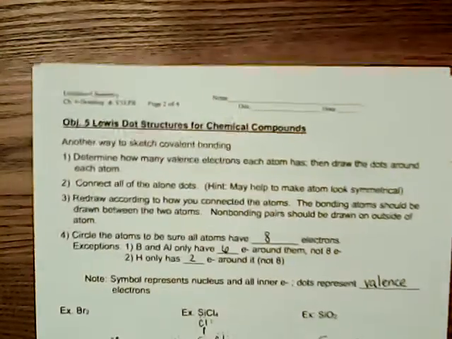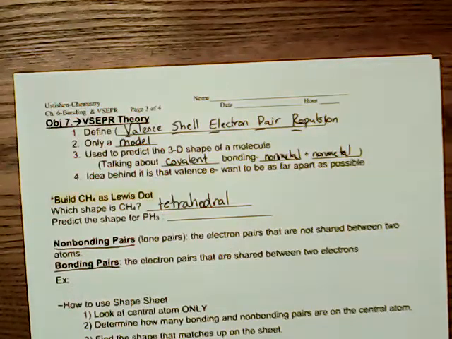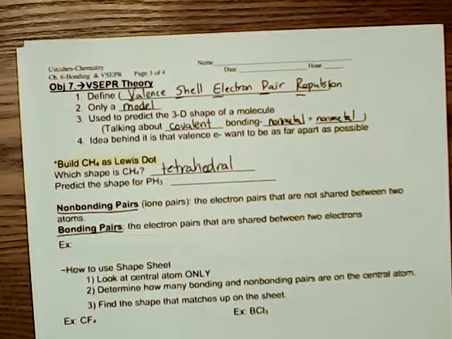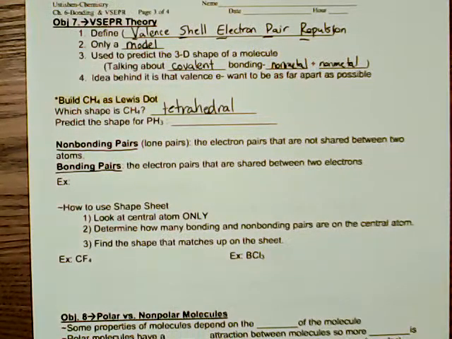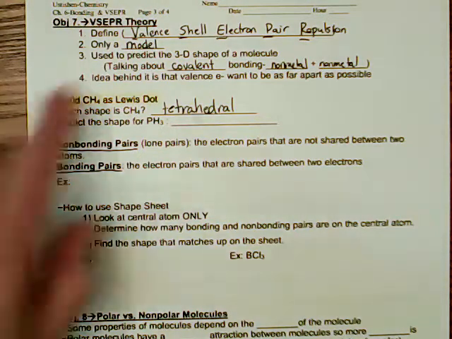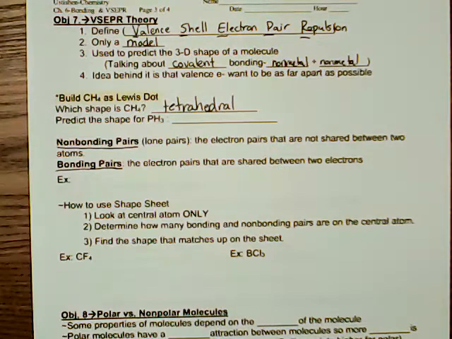So we are going to take what we already know about drawing Lewis structures, and now we are going to use the shape sheet or the VSEPR model to determine the shape of these. VSEPR stands for valence shell electron pair repulsion. That's what it stands for. You're going to want to know that for any test, quiz, final exam.